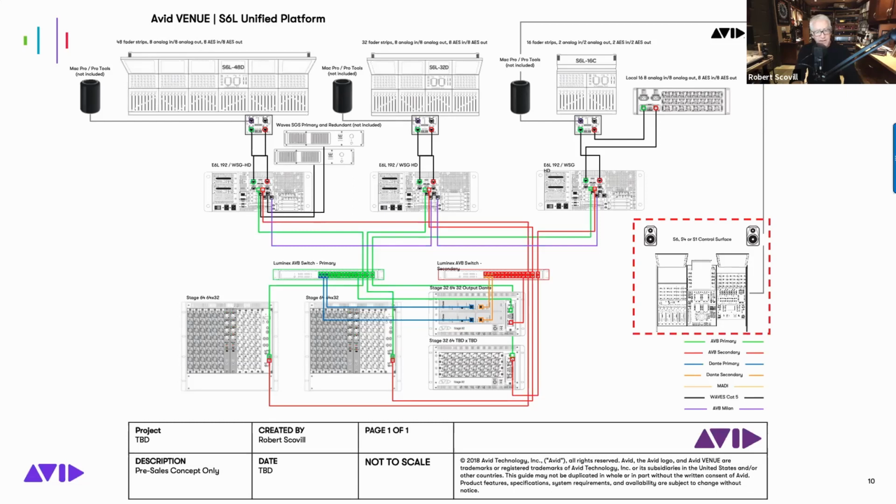So it's worth pointing out on the unified platform concept here that any of these consoles, excluding the S4, S6, X1, the 48D, the 32D, 24D, 24C, 16C, can be used in any location here. Matter of fact, you could swap them out at any point. You could just move the 16C to the front of house position and the 48D to the broadcast if you wanted to do it with no penalty at all. So it's a really, really flexible system.